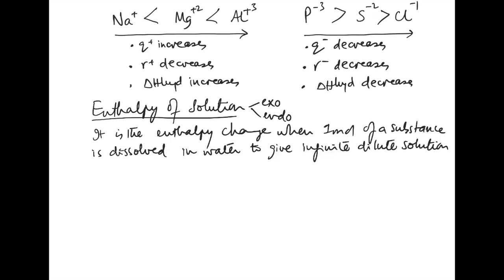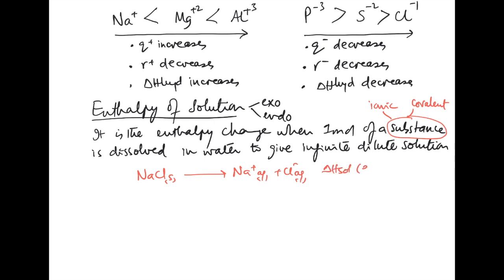It is the enthalpy change when 1 mole of a substance is dissolved in water to give an infinitely dilute solution. I mean, the water should be in excess so that all the solute has dissolved. And this substance can be an ionic compound or a covalent compound. For example, if I dissolve solid NaCl in water, it forms Na+ aqueous plus Cl- aqueous. Its enthalpy of solution is endothermic.